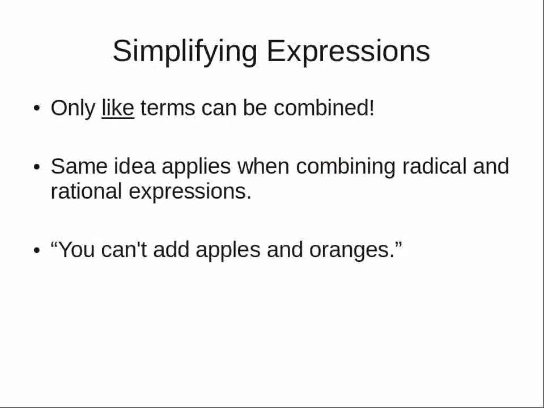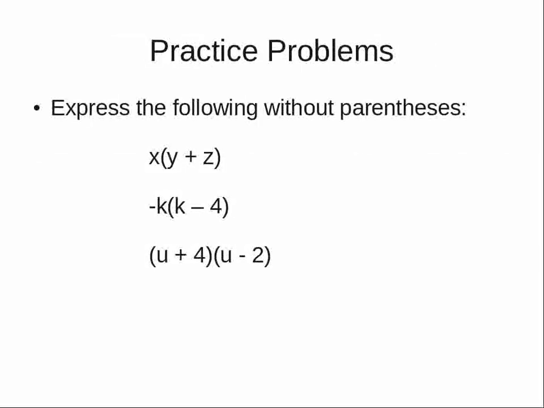Okay, now discussion. Only like terms can be combined. That's the principle I'm trying to get across here. You may have heard the adage, you can't add apples and oranges. You have to make sure that terms are of the same kind before you combine them. You've seen this idea before. For example, when you add and subtract fractions, you can only do that if the denominators are the same. Also, radicals, same idea. You can't add root 2 to root 3 because they are not the same kind. So please keep that in mind. Make sure you understand that.